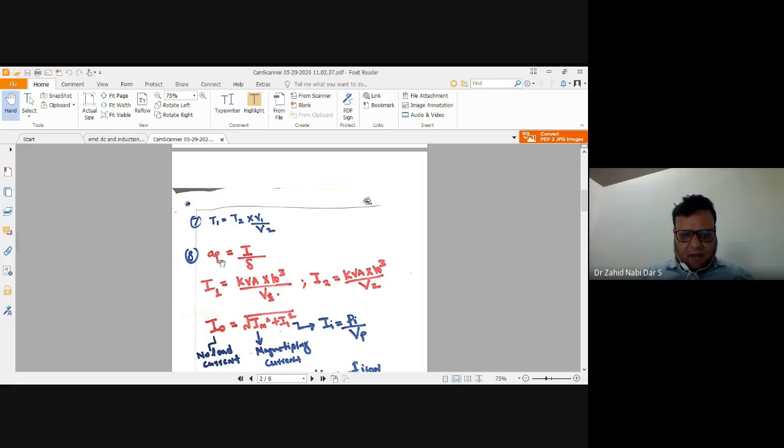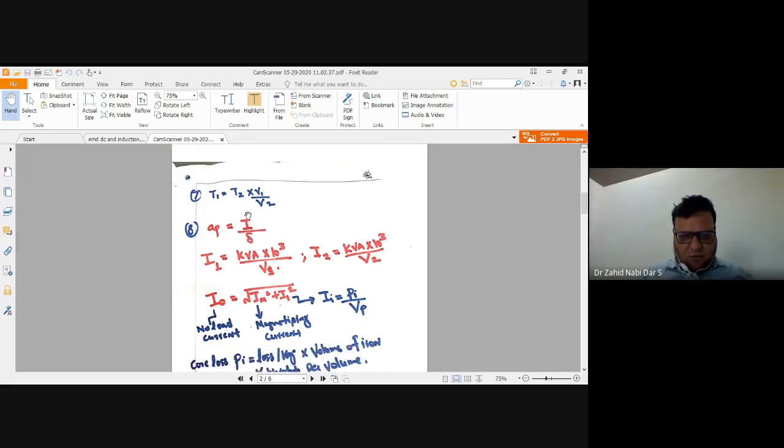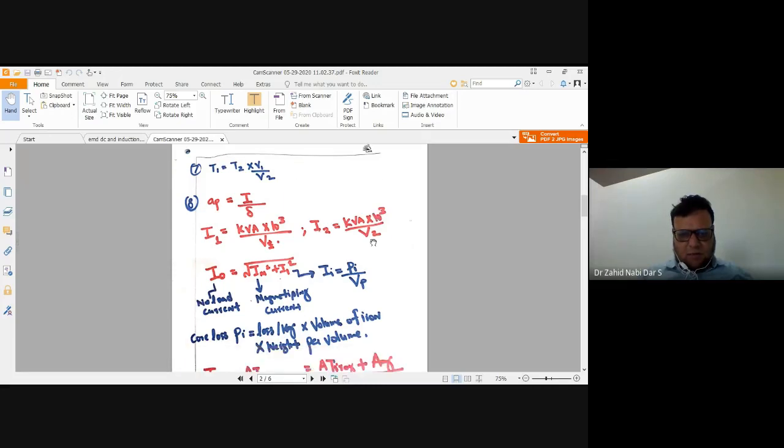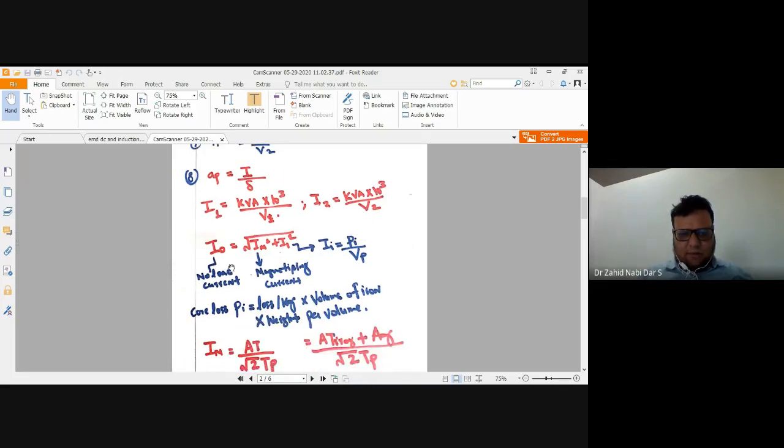And then area of cross section, if you need. Your current density is basically current by area, so the area of cross section is I by current density. In the primary, I1 would be equal to kVA in 10 power 3 divided by V1. Similarly, I2 would be equal to kVA in 10 power 3 divided by V2. Now you have this no load current.